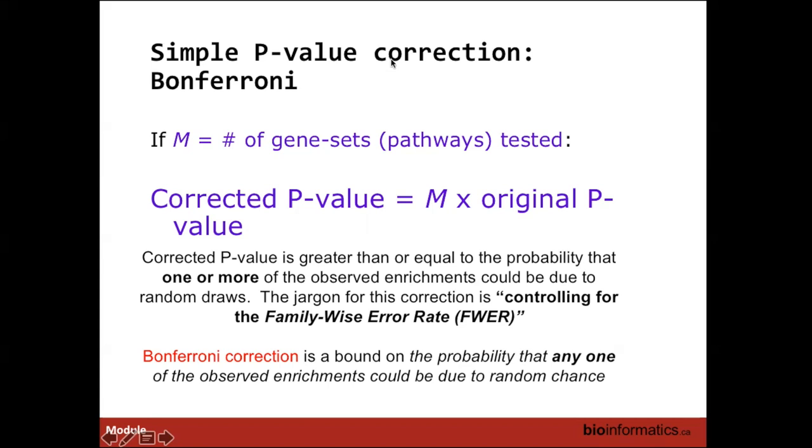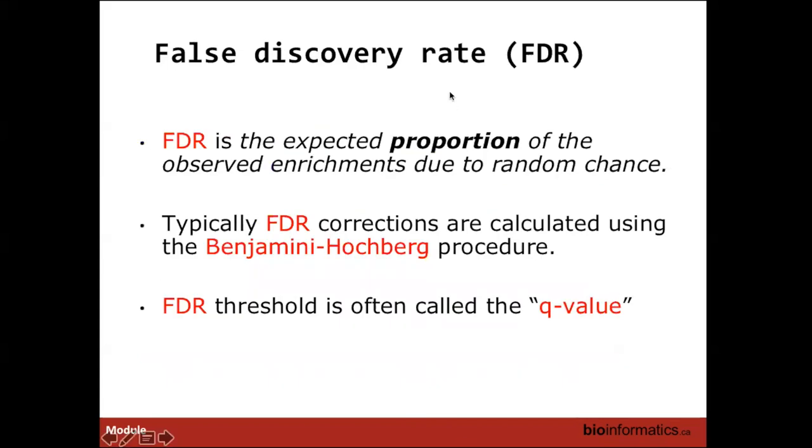This correction is known as the Bonferroni correction, and it's very stringent. So it could be that if you use this Bonferroni correction, you won't have a lot of pathways that pass the corrected p-value threshold of 0.05. Then there is another method that is widely used, called the false discovery rate. The false discovery rate is the expected proportion of the observed enrichment due to random chance only. So let's say we run the pathway enrichment analysis, we get the p-value, and then we get the corrected p-value. In this case, for the FDR, it's called a q-value. Then we select the pathways that have a q-value under 0.05. And what we say is that at the 0.05 threshold, we expect a proportion of 5% of these selected pathways to be due to random chance.